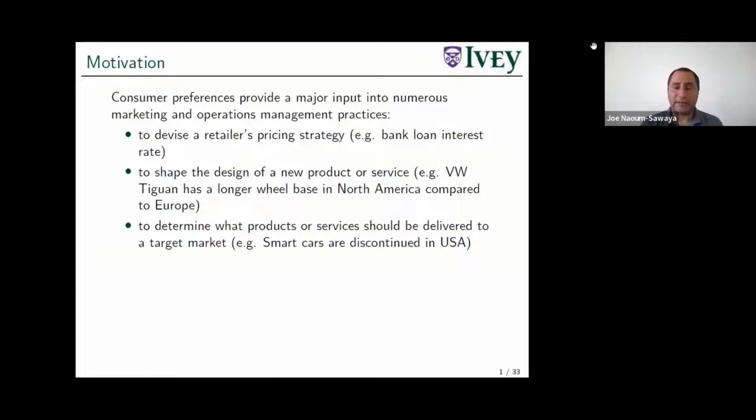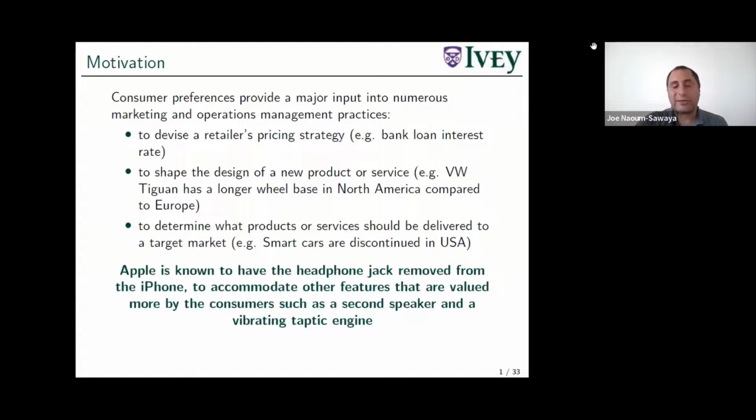Another thing is what products or services are offered to a market. For instance, certain products are not offered in certain markets while they are offered in other markets. For instance, the smart car is discontinued in the USA and I think the North American market because no one likes to buy these tiny small cars in that market. However, they are very common in Europe. And these are all based on learning how the consumers react to a product and what product they would buy through certain learning of the consumer behaviors.